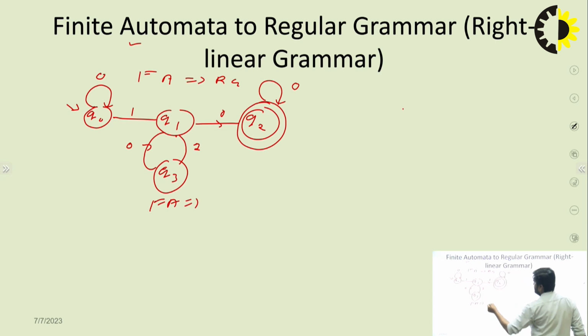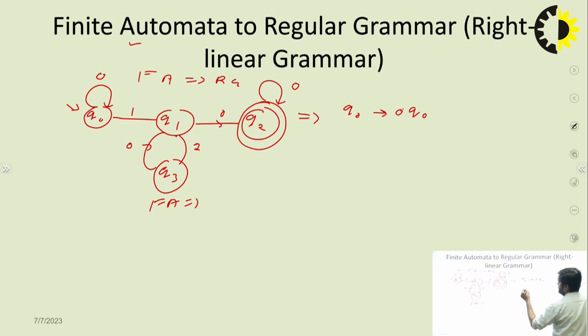Now we convert this finite automaton into the regular grammar. How do we convert the finite automaton to a regular grammar? In state Q0, on input 1 it reaches the Q1 state, and on input 0 it reaches Q0. Next, in state Q1, we check both inputs 0 and 1. On input 0, Q1 changes to Q2, and on input 1, it changes to Q3 state.